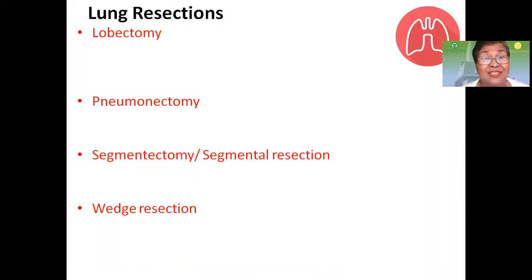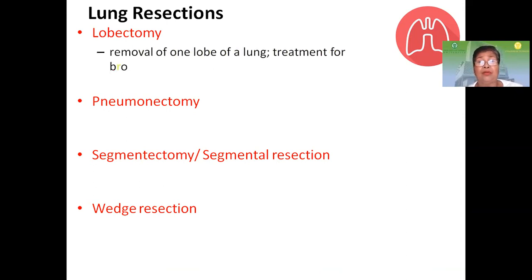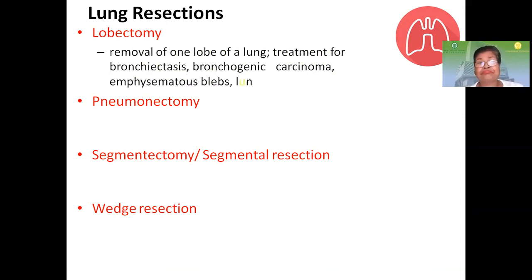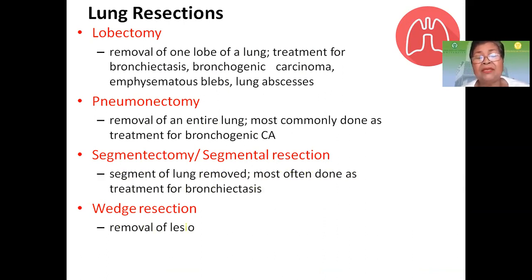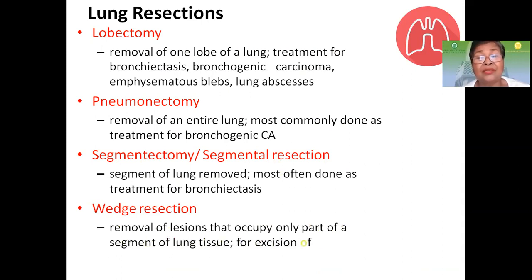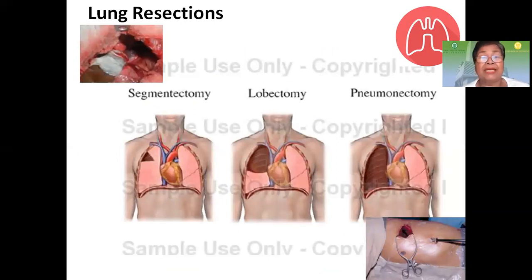So what are these lung resections? Whatever condition we studied, lobectomy is removal of one lobe of the lung. If two lobes, bilobectomy. Pneumonectomy is, of course, removal of one lung. Segmentectomy is removal of one segment. When we say wedge resection, it is removal of a lesion that occupies only part of a segment of the lung tissue.